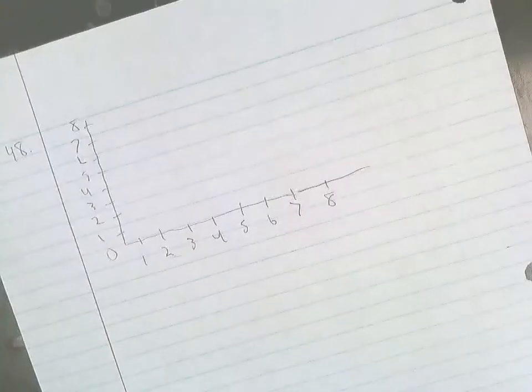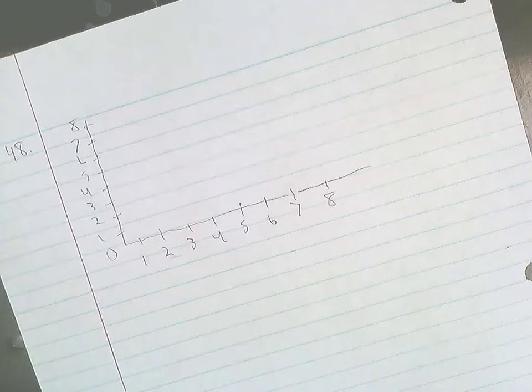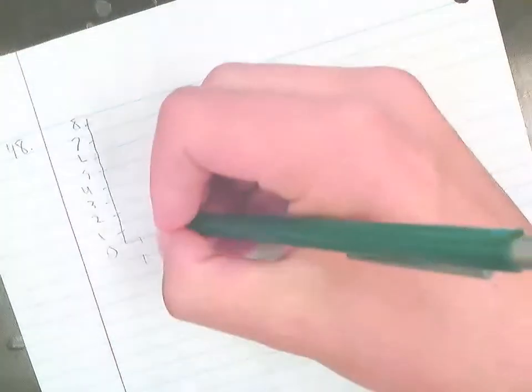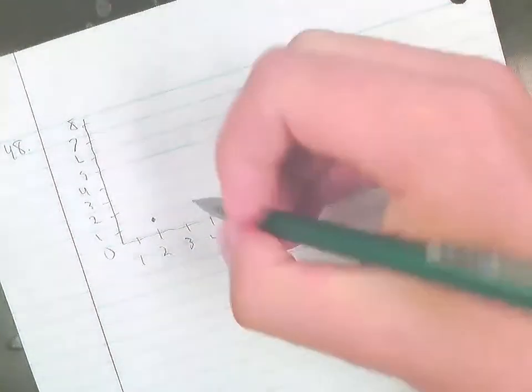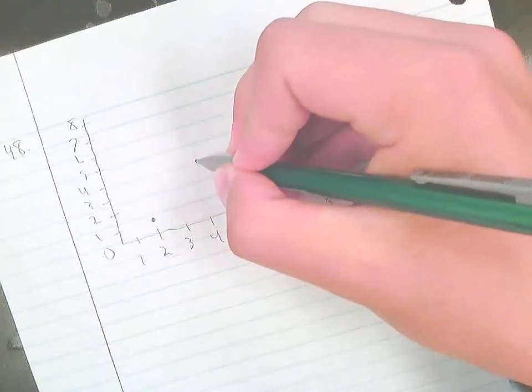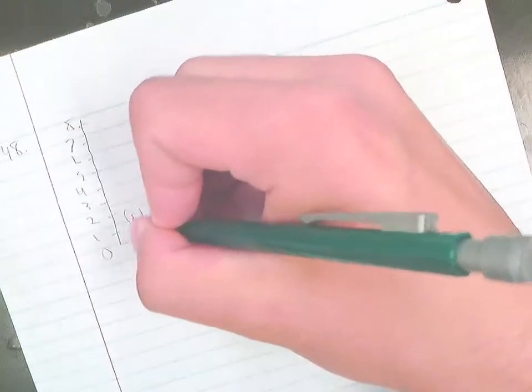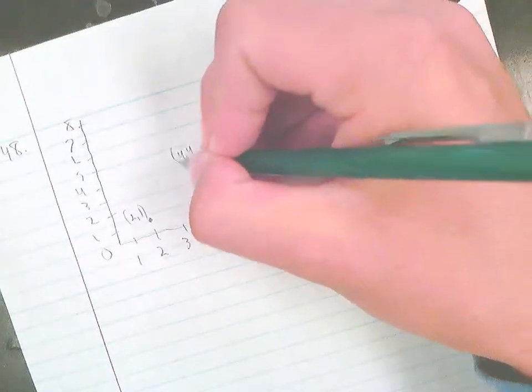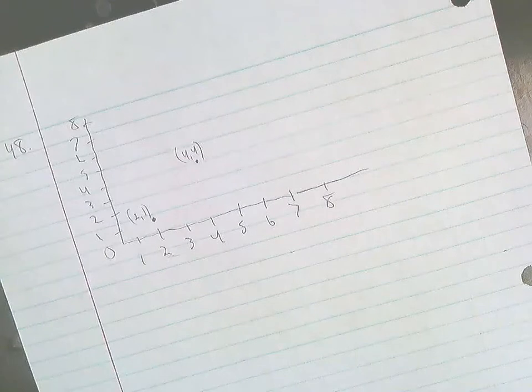Okay, so as you can see on your problem, it gives you 3 x and y coordinates, right? The first one is 2 comma 1, so we're going to start off labeling 2 comma 1. And then the second one is 4 comma 4. So we're going to label all of these: 2 comma 1, 4 comma 4, and the last one is 6 comma 7.